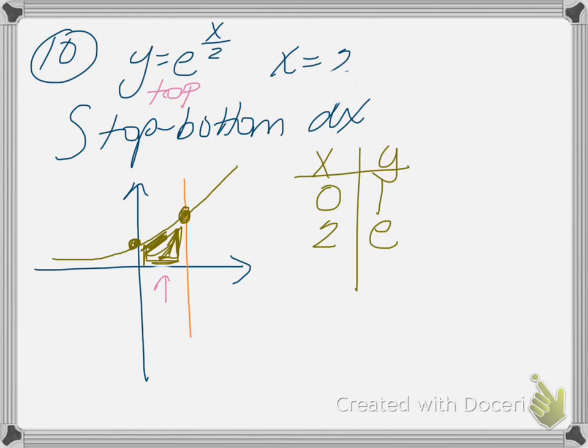So now I can use my integral and say it's the top minus the bottom, which is just 0, so I'm not going to bother with that, dx. And now I need my integral. So it goes from 0 to 2. Okay, so now we just need to find the antiderivative of that. So I'm going to go to the next page for that.